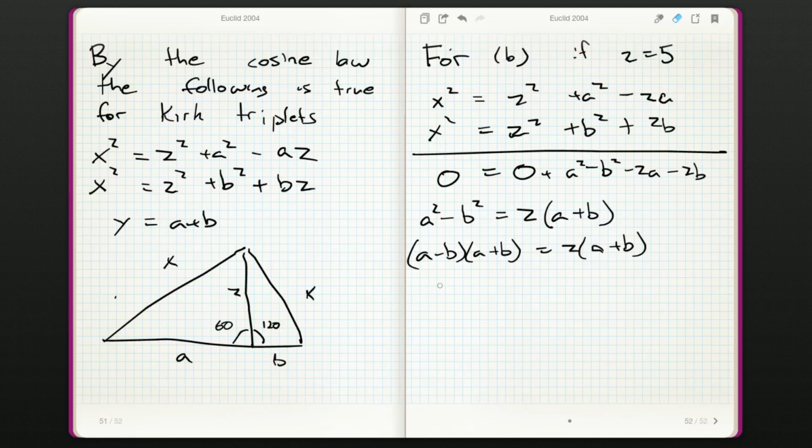So I want to divide by a plus b. This will never be 0. So a minus b has got to be equal to z. That's pretty nifty. Does that help us? So in this case, a minus b has got to be equal to 5.